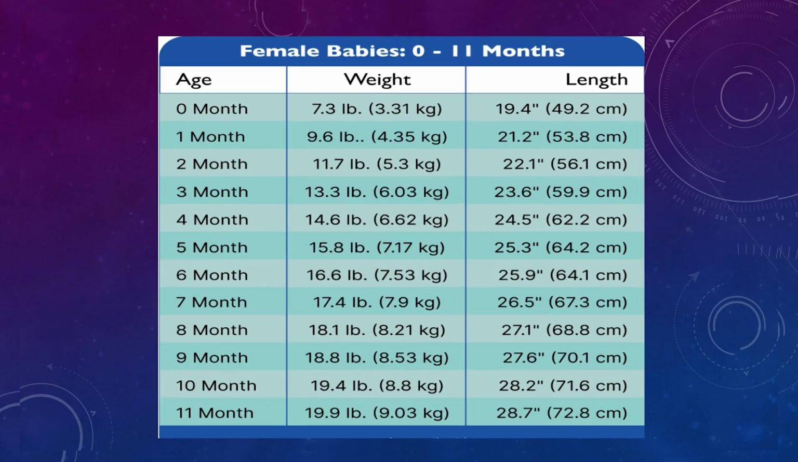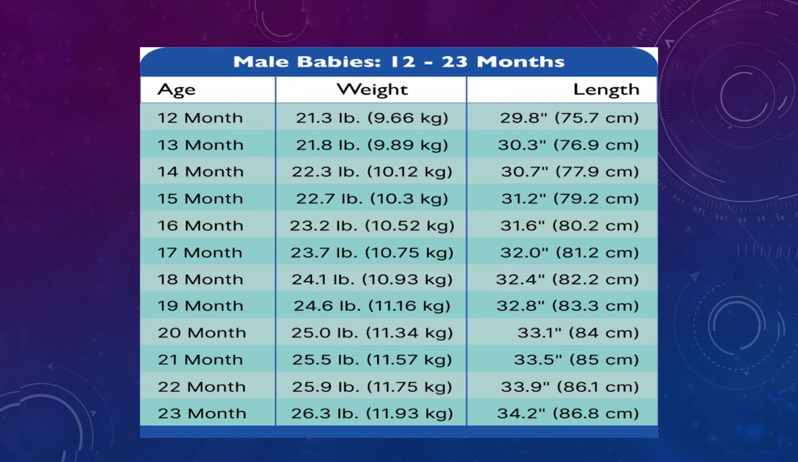Similarly, this is a chart for the female baby, and here again the age group is 0 months to 11 months, the weight is again 3.31 kg in the first month to about 9 kg in the 11th month. So, there is a weight gain of about 6 kg during this period, and the respective length is given in the length chart for that weight for the particular age and the female sex.